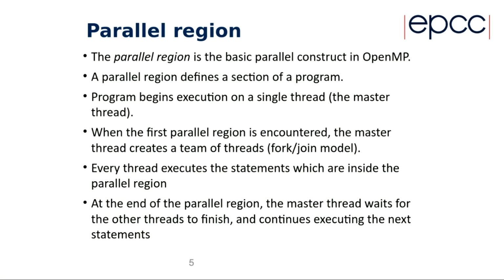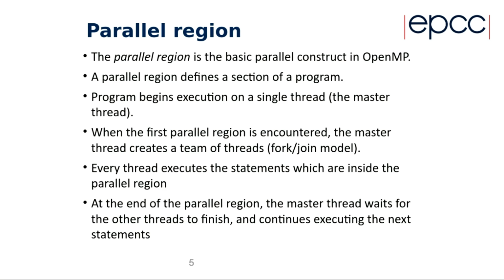And what happens with OpenMP is that the program begins execution on a single thread. So when we start an OpenMP program, it behaves just like a normal sequential program. It's executing on a single thread, and that's called the master thread. When the first parallel region is encountered, at least logically, the master thread will then create a team of threads.